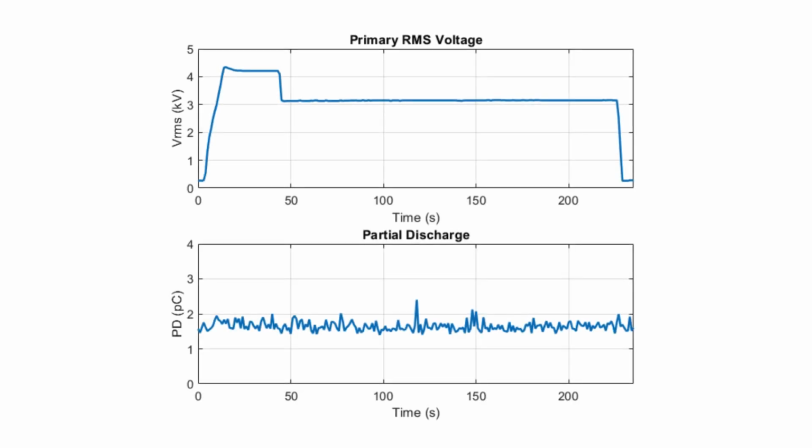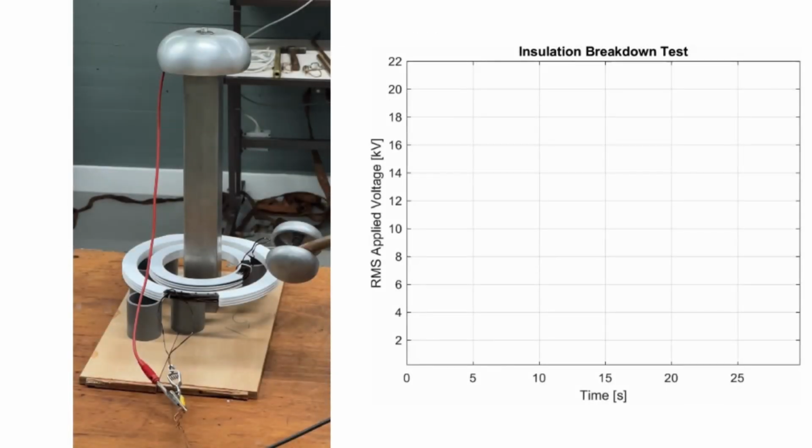The applied voltage is first ramped up to an overvoltage level for about 30 seconds, and then maintained at a lower level for 3 minutes. Throughout the whole test, the PD level is monitored, and the test is passed if the PD charge never crosses the 10 picocoulomb threshold. We can see here that indeed this is the case, so we can confirm that the insulation and the fabrication of the coil are functional.